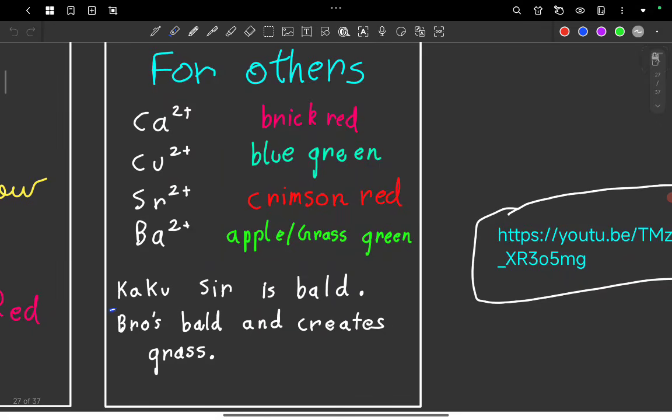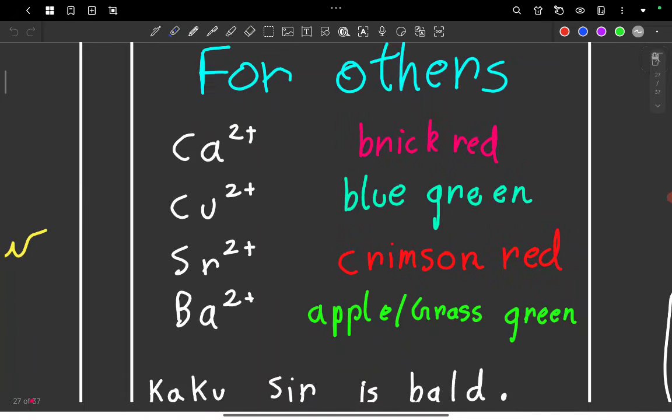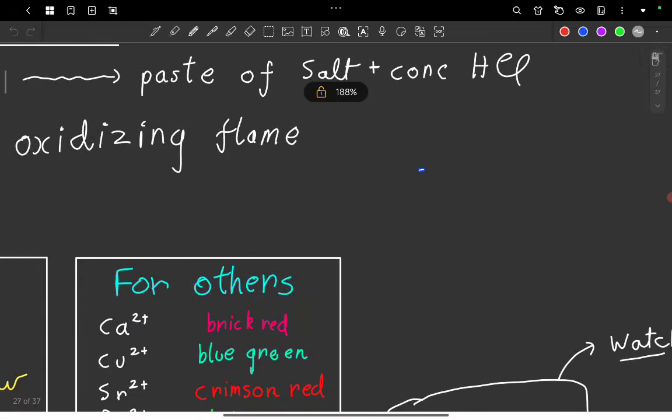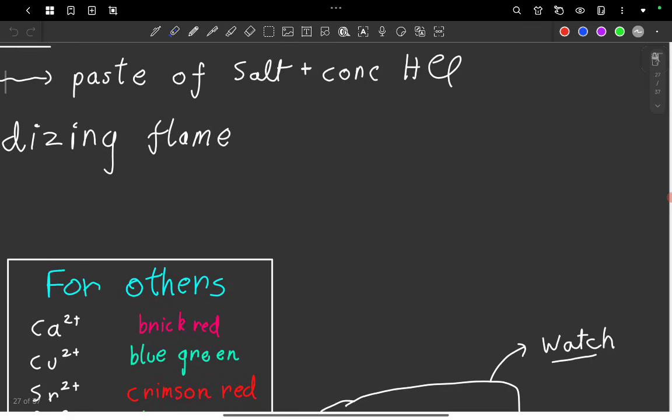Basically, Kaku sir is bald. This is an ordered trick, like this is used to remember an order. Kaku sir is bald. Like I'll explain you the story. This is a sir, okay, and he is called Kaku, and he has no hair. But how did he lose his hair?